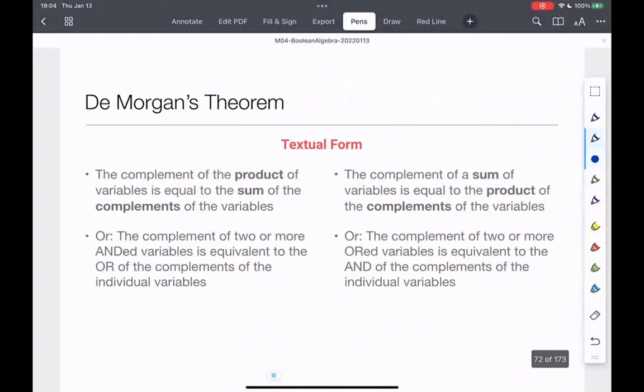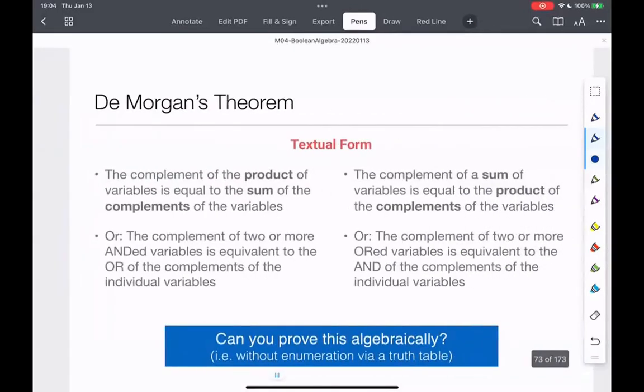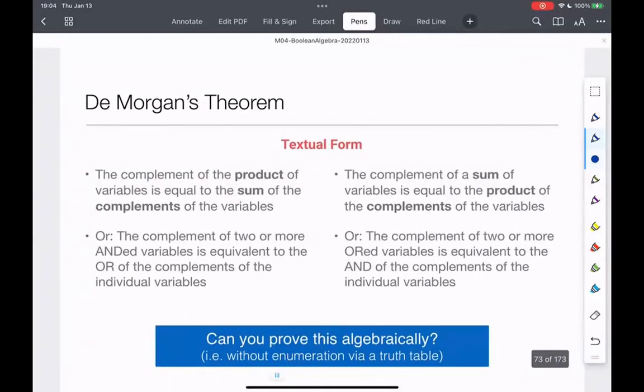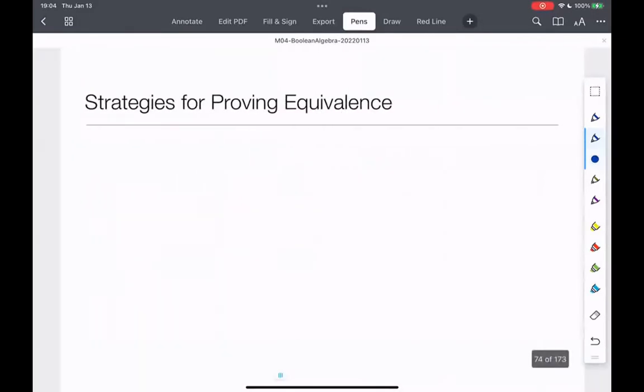The textual form of De Morgan's theorem says the complement of the product of variables, product meaning AND, is equal to the sum, namely OR, of the complement of the variables. And likewise the other De Morgan variant. Can you prove this algebraically using other things? It's always a good fun exercise to do that.